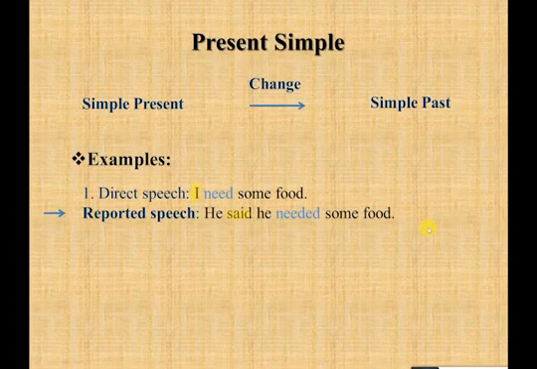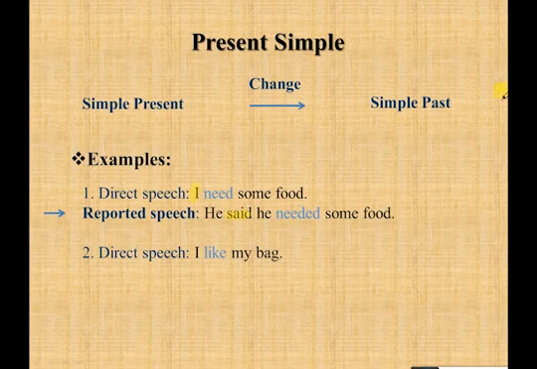Look at this example. Can you guys make this sentence in its reported speech form? Okay, I'm going to give you a hint. In this sentence, I have the pronoun I, I have the verb like, and I have the possessive adjective my.